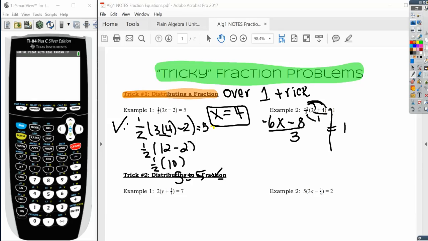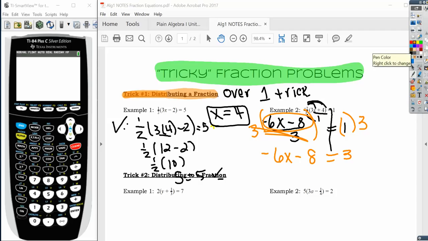So step 2 tells me to get rid of fractions. How I get rid of fractions is I multiply both sides by the denominator, which is 3. So these 3's are going to cancel out. I'm left with -6x minus 8 equals 1 times 3, which is 3. Notice I'm not multiplying the top by 3 because it's all over 3. So the denominator causes them to cancel out, which makes it nicer.